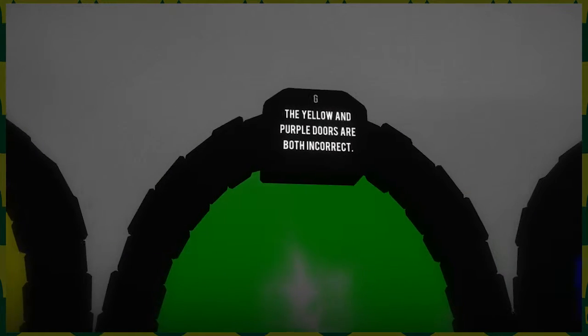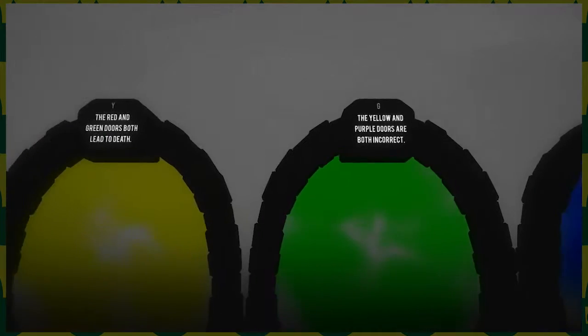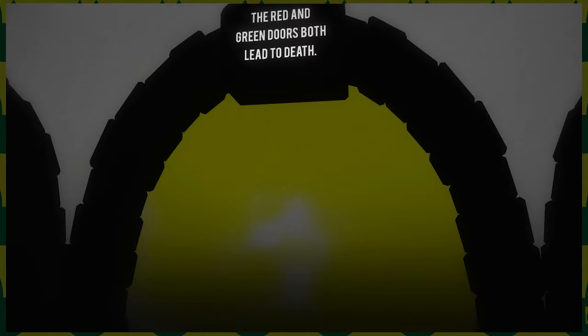My brain, it's getting a workout here. Yellow and purple doors are both incorrect. Red and green doors both lead to death. Wait. One leads to bacon, four lead to death. If you're incorrect, do you mean both? Or do you mean one? If this door is incorrect, that means one of these two have to be the door that lead to bacon. I'm going to assume you're incorrect. The door that leads to bacon is also correct. But then you... Okay.